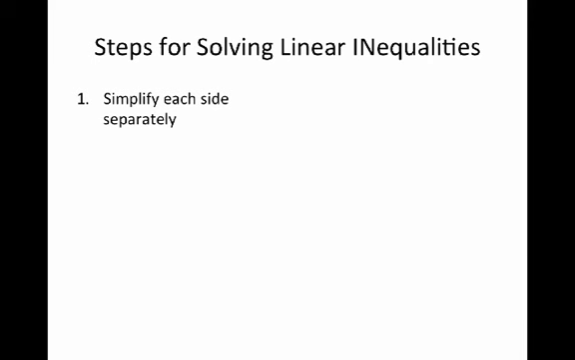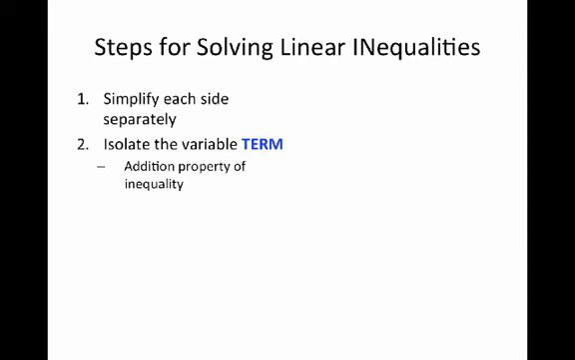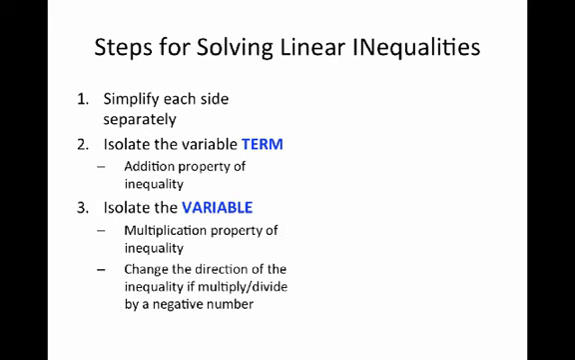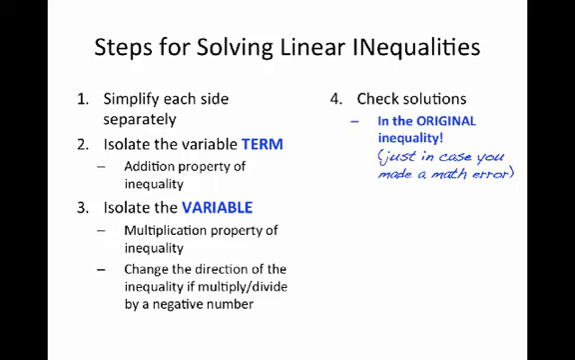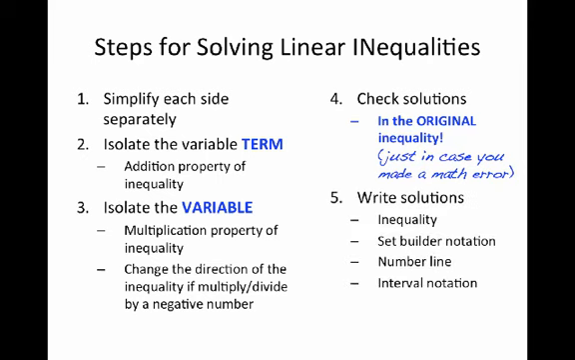So the steps for solving linear inequalities are: first, simplify each side separately. Then isolate the variable term. We're going to use the addition property of inequality to do that. Next, you isolate the variable. You use the multiplication property of inequality. And remember, change the direction of the inequality if you multiply or divide by a negative number. We check solutions then and use the original inequality to do that, just in case you made a math error. And finally, you write the solutions in one of 4 forms or all 4 forms: in inequality form, set builder notation, on a number line, or in interval notation.